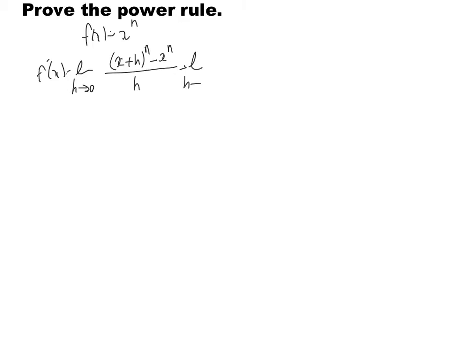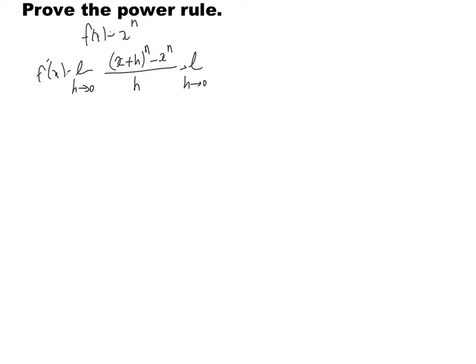Now we are going to prove the power rule. So let's take f of x to be x exponent n. Then f prime of x, by definition, is the limit as h goes to 0 of f of x plus h, which is x plus h exponent n, minus f of x, which is x exponent n, over x plus h minus x, which is going to give us h.